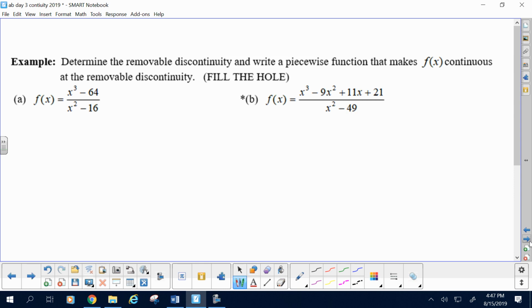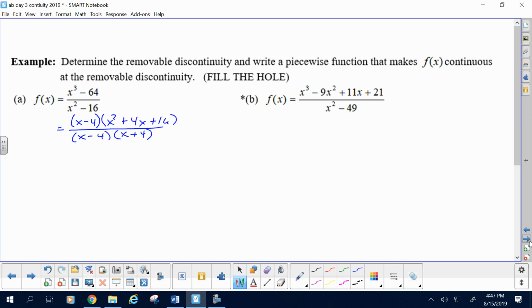Now, let's try one more problem where you have to fill the hole. The last type of problem you need to be able to do is fill the hole. This guy, normally I would say let's struggle through this factoring cubes, but in the interest of time, I'm going to tell you how this factors to speed it up. The denominator is a difference of squares, which I hope you remember. The numerator is a difference of cubes. I don't know if you remember that, but it's x minus 4 up front, x squared plus 4x plus 16.